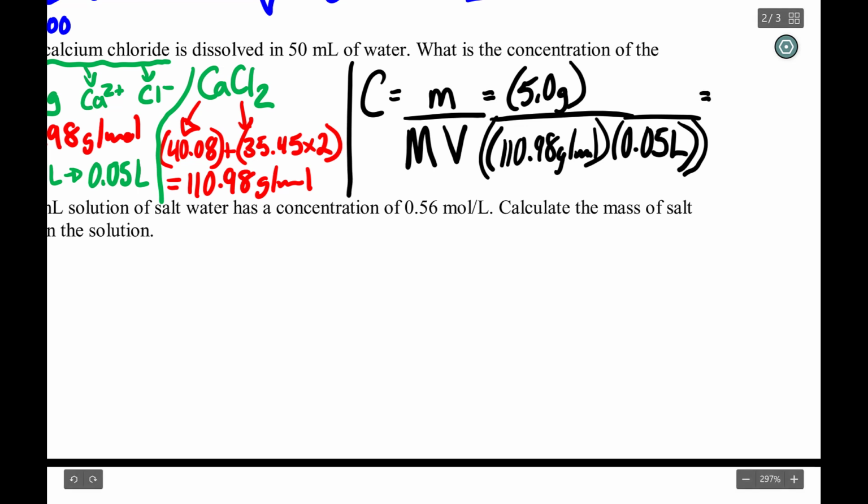And we get a concentration of 0.90 moles per liter. The units would cancel, so grams on top, grams on the bottom. And so we're going to get moles over liters. Perfect.